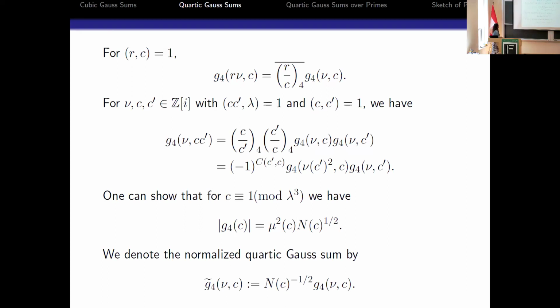Now, similar to the properties that we had for the cubic Gauss sum, we can show that in absolute value, the quartic Gauss sum is equal to mu squared of C times the norm of C to the 1/2. Mu here is the Mobius function for Q[i]. And so it makes sense to consider a normalized Gauss sum, which is essentially the regular Gauss sum divided by the norm of C to the 1/2.